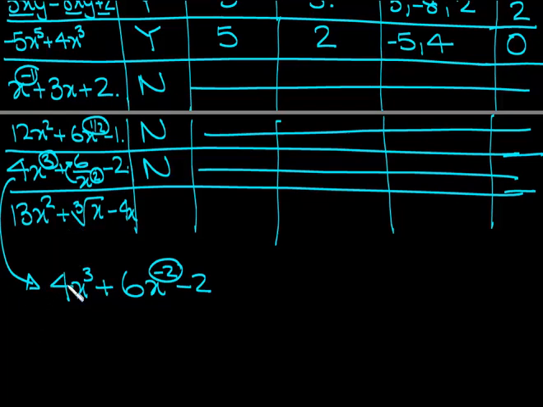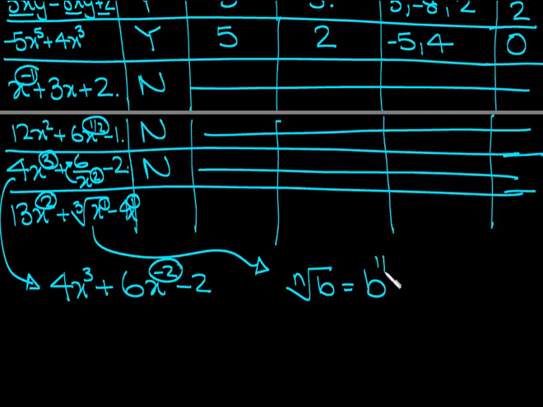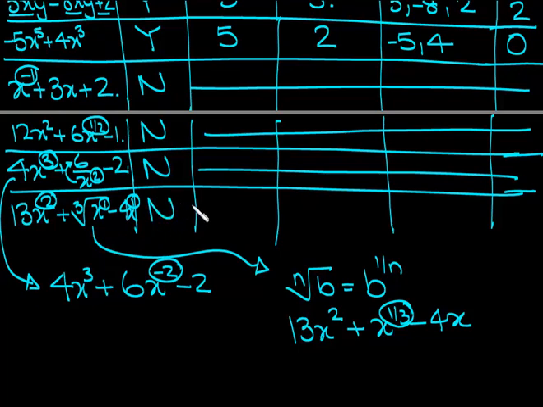Over here in this last example, this looks like it's positive, but keep in mind here there's a radical. Another way to write a radical is what? If you recall, if you have the nth root of b, I can write it as what? b raised to 1 over n, and we've talked about that when we did rational exponents and radicals. So technically this algebraic expression is 13x squared plus x raised to 1/3 minus 4x. So we have a fraction, we cannot have that, so that's not a polynomial.